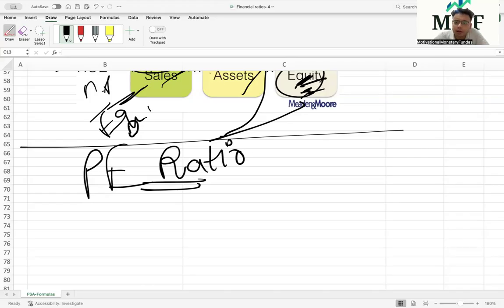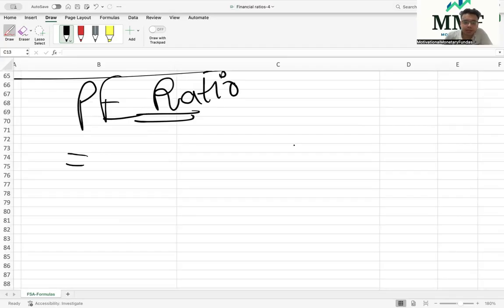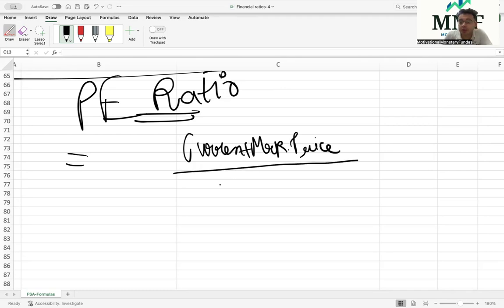अब अगर मैं PE रेशियो की बात करूं, तो this PE ratio talks about the current market price in the numerator divided by EPS in the denominator. The current market price of a share in the numerator, and it is divided by the earnings per share of that particular stock in the denominator.